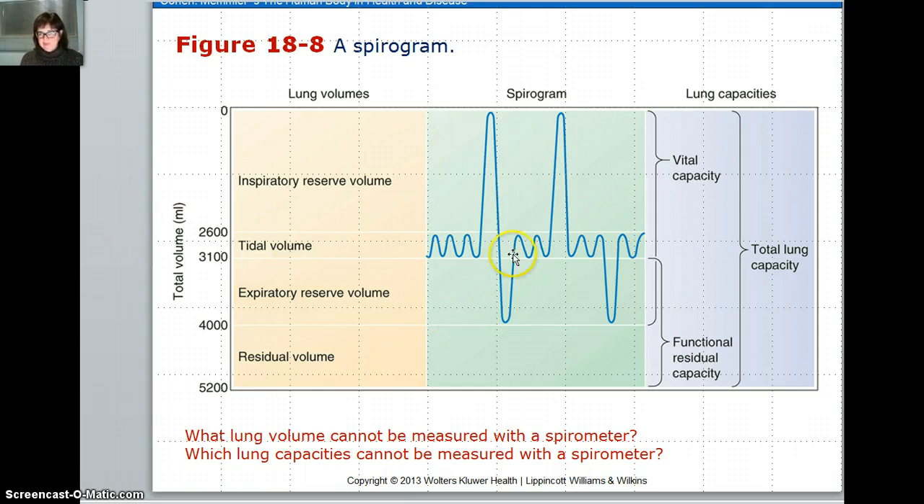Okay? You will need to know tidal volume, inspiratory reserve, expiratory reserve, and vital capacity. This is called a spirogram, which is the picture, and it is taken on a spirograph, which is the meter, or it can also be called a spirometer. And basically it's like a little gauge you breathe on or a bag you breathe into, and it measures the volume.